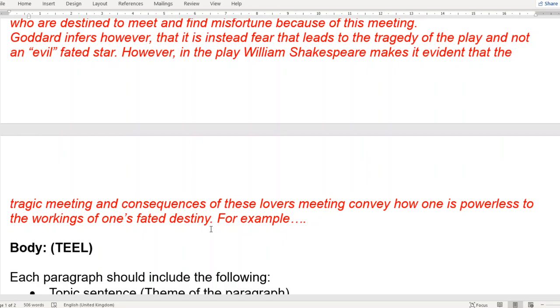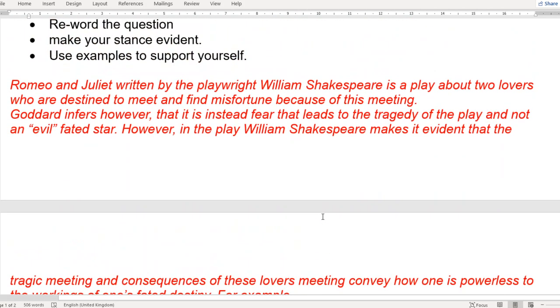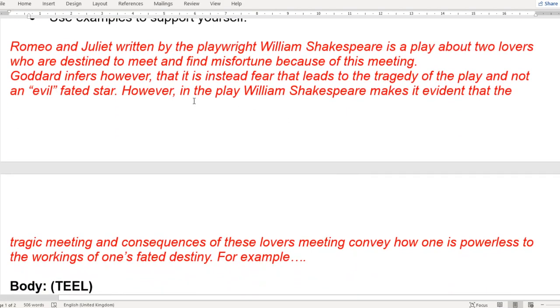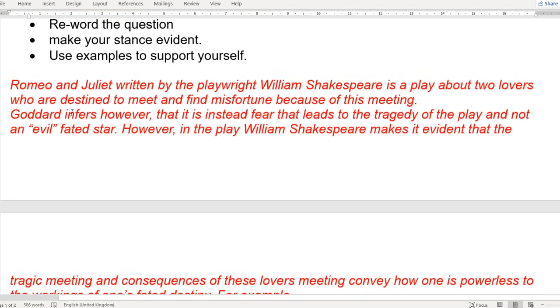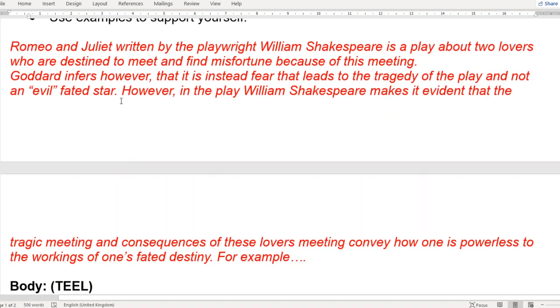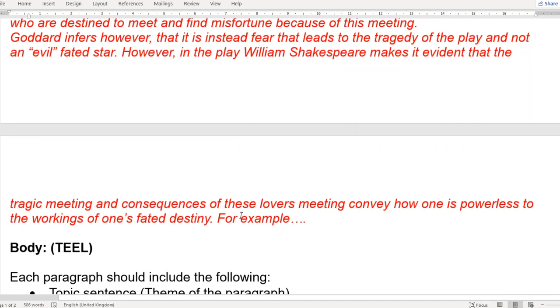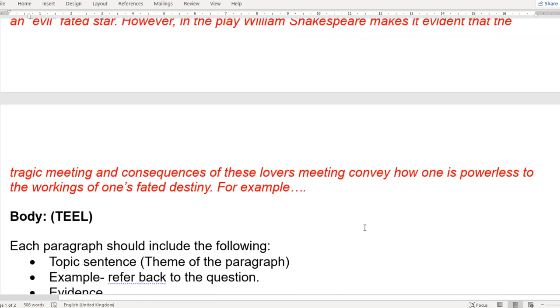For example, and then you'll add your examples in. I'm not going to give you examples because I'm not going to give you answers to the essay question. So here in the first sentence, I have summarized the play. And then in the second one, I've reworded or referred to what the question is talking about. And I've made my stance evident here on how I am either for this or against this, and to what degree I'm for it. And then I've used the examples you would use to support yourself, you'd put here.